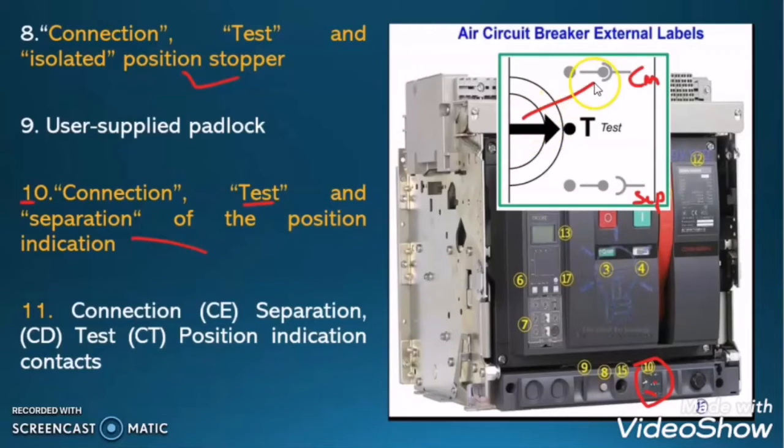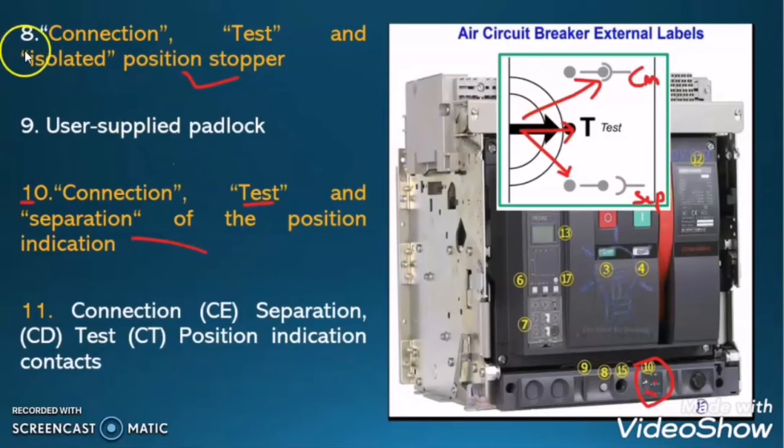When the pointer indicates connection, it means the circuit breaker is completely connected with the network and is ready for energization. If the pointer indicates test, it means the circuit breaker is under testing condition. And when the pointer indicates separation, it means the circuit breaker is completely racked out and can be sent for any maintenance if required.